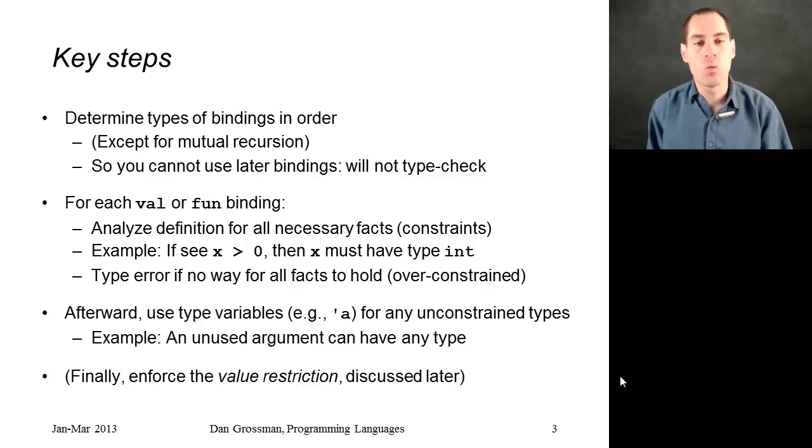Now, after we've figured out everything the constraints imply, and if it's not a contradiction, so the function or variable will type check, sometimes we still have too few constraints, things that can still be anything. It doesn't matter what type they have, and that's exactly when we get to infer a polymorphic function, something with a 'a or a 'b in it. For example, if you have some function argument that the function body never uses, then it can clearly be anything, doesn't have to be the same as any other type, and we can introduce a fresh type variable for that argument. And then there is this last step, which is that we have to enforce the value restriction, and we're going to ignore that until one segment later in the section that's focused just on the value restriction.